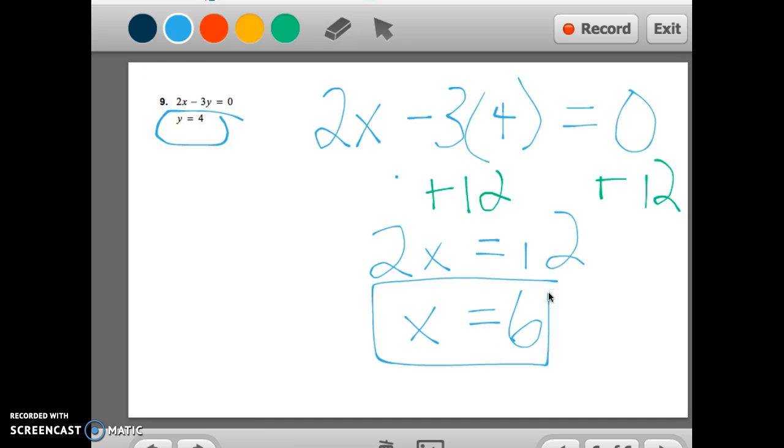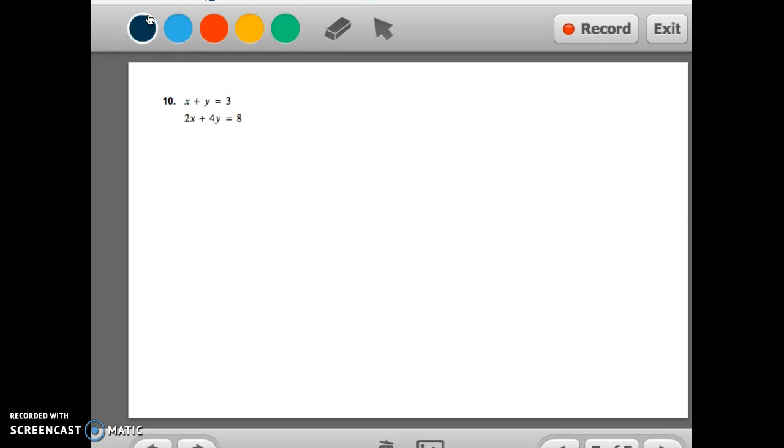Double check our work, we get 2 times 6 is 12, minus 3 times 4 is 12, equals 0. So, yep, x is 6, y is 4. We got that one. Okay, now we got a hard one because nothing is by itself, right? Not x, not y. Nothing's by itself. But it's easy enough to make it by itself, right? From the top one, we can just say x equals 3 minus y. Because if you just subtract y from both sides, x equals 3 minus y.